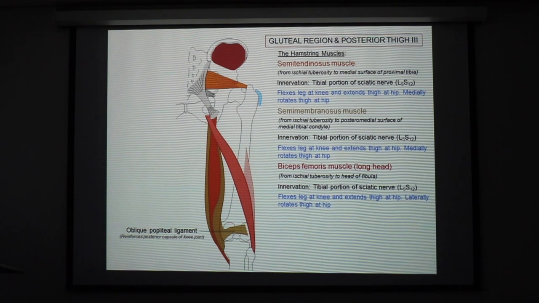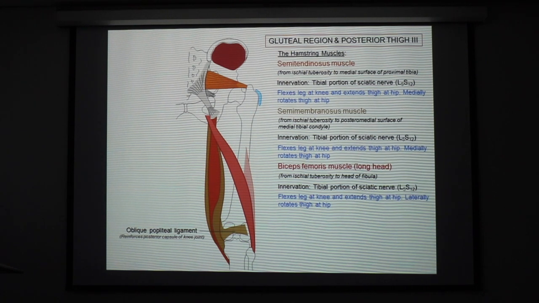But does every head have a function? No. Both of them do it. Both as a head, as a muscle, are going to do the same.